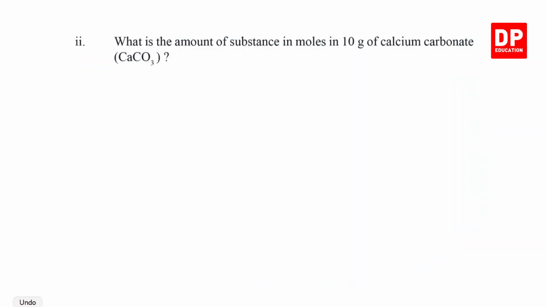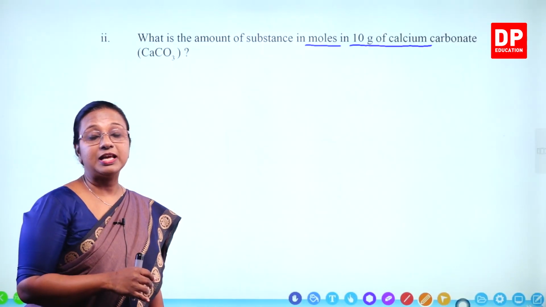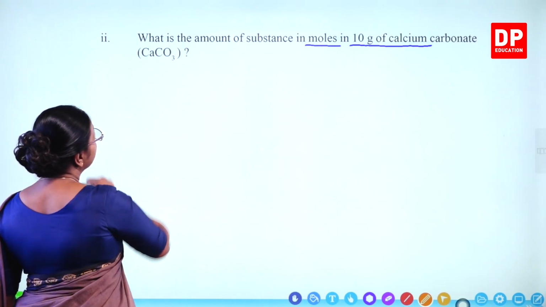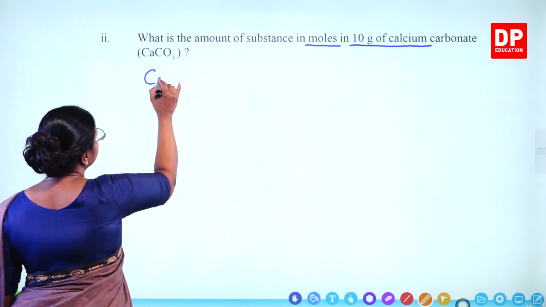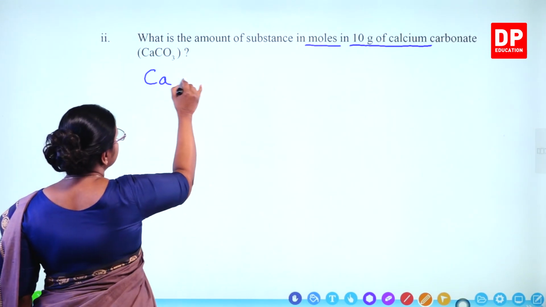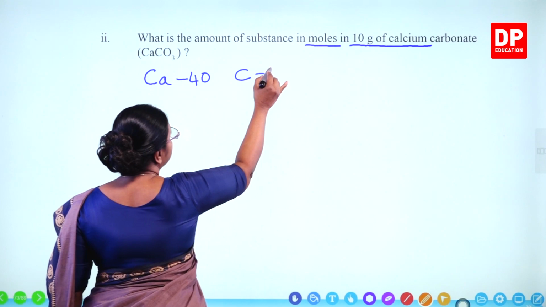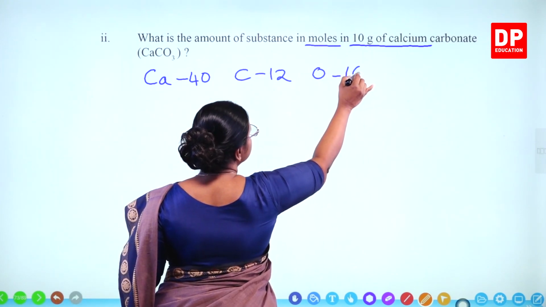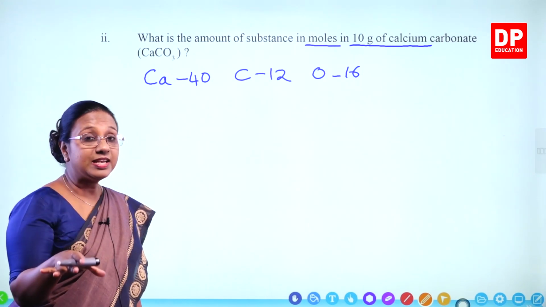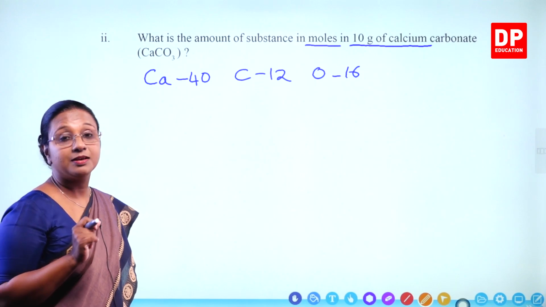Then the next one. What is the amount of substance in moles in 10 gram of calcium carbonate? So the same thing, you need to calculate the number of moles of calcium carbonate. To do that, what do you need to know? You should know the relative atomic masses, or actually the molar masses. Calcium is going to be 40, carbon 12 and oxygen 16. Again, this is given in your textbook. You have that table where you have the relative atomic masses.